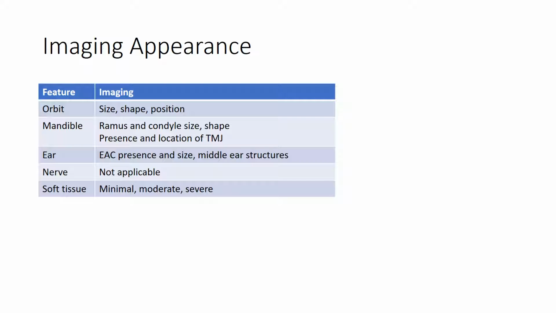For the ear, I would certainly mention the presence of an external auditory canal or the absence of it. Obviously, they can see the external ear better than we can. And then, although not part of the classification system, I would certainly mention whether the middle ear structures were present and if they were abnormal. Again, unless you're looking at an MRI, I wouldn't comment on the presence of the nerve because you can't see this on CT. And then for the soft tissue, again, just ballpark, minimal, moderate, or severe.